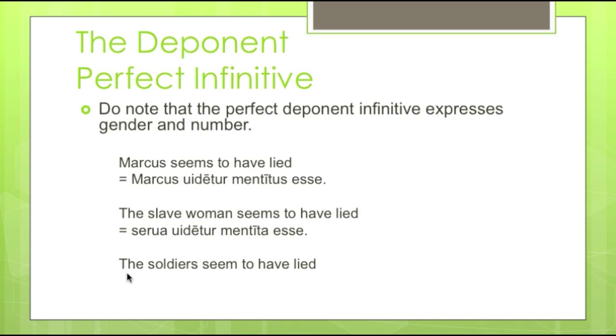And finally, if we want to say the soldiers seem to have lied, we would have to say, milites videntur mentiti esse. Mentiti here is masculine plural nominative to agree with the soldiers, who are masculine plural and nominative. So the perfect deponent infinitive inflects for gender, number, and case. The non-deponent infinitive, by the way, does not. That's just always isse, like amavisse or venisse. It never changes. But the perfect deponent infinitive does change its form.